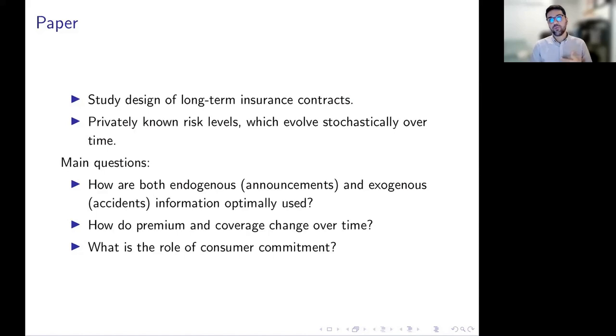And finally, there is a question of interest, which is the role of consumer commitment. So I'm going to assume throughout that firms can commit to long-term contracts. On the side of consumers, I will start off by assuming that consumers can also commit to long-term contracts. And later on, I'll ask under what conditions the outcome that we obtain under commitment could be sustained as an equilibrium outcome in a model with one-sided commitment, where consumers do have an option to re-enter the market to obtain new insurance contracts. Any questions so far?